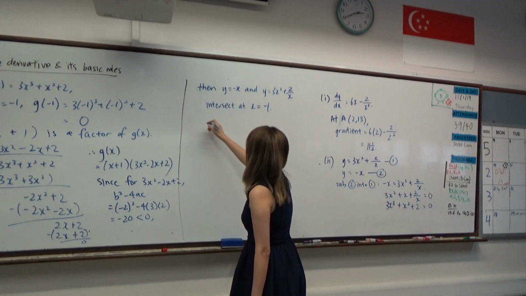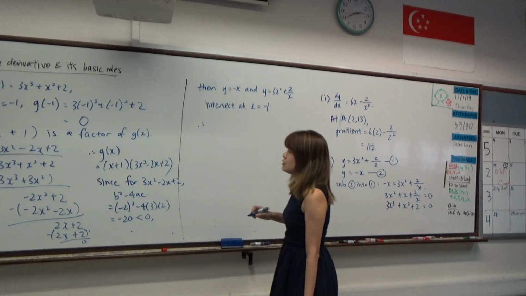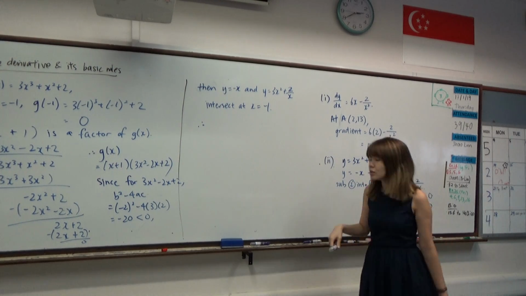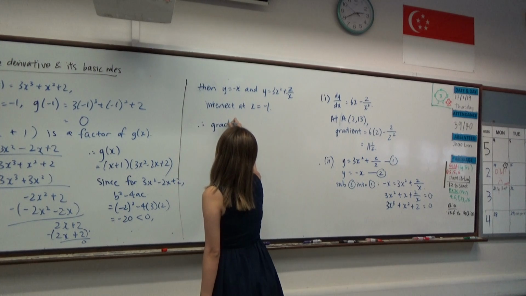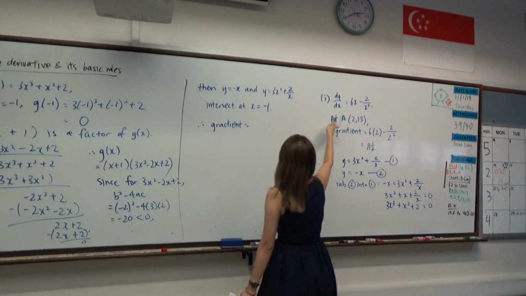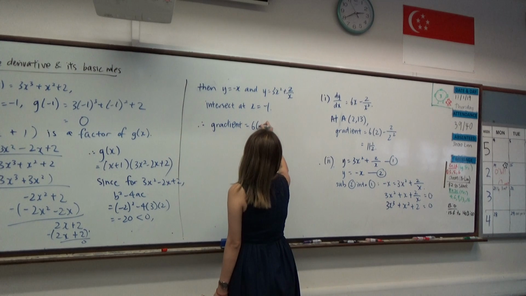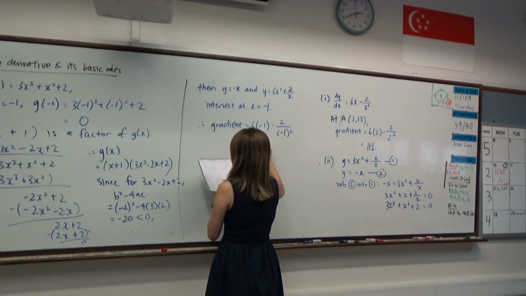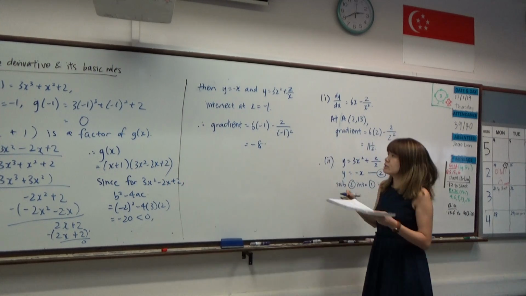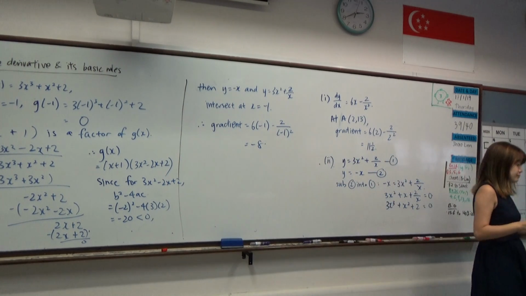So back to the question, which is to find out the gradient at x equals -1. So the gradient, using the derivative that we have done, will be equal to -8.